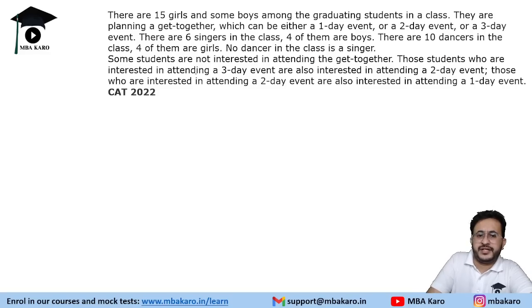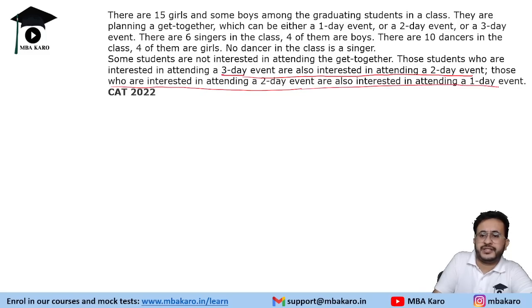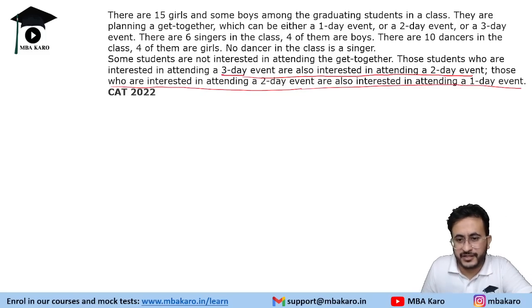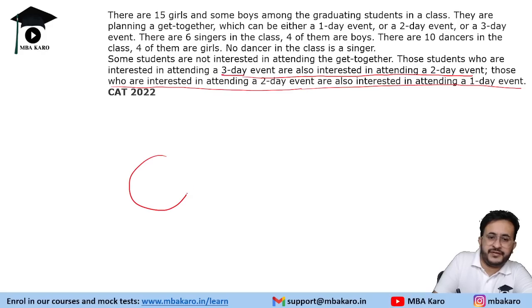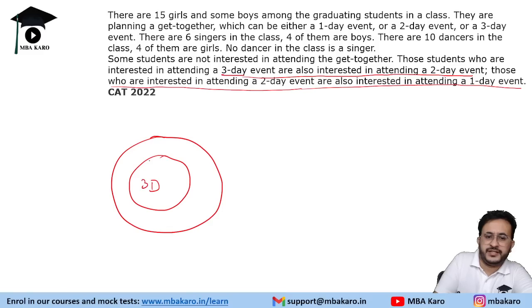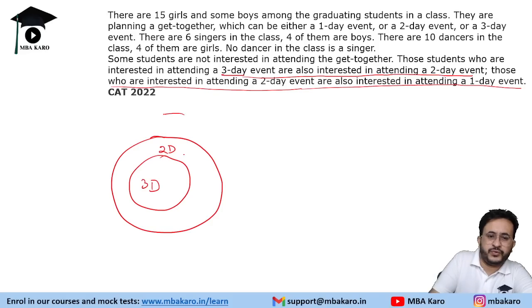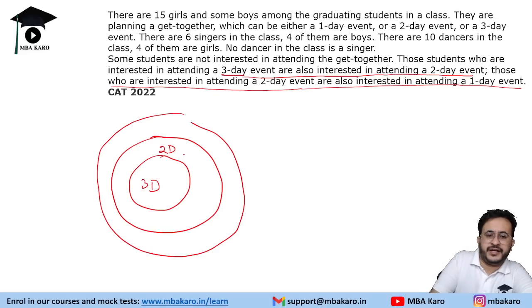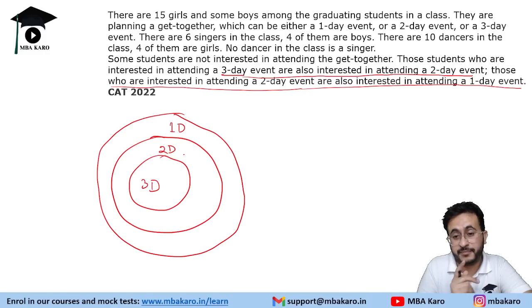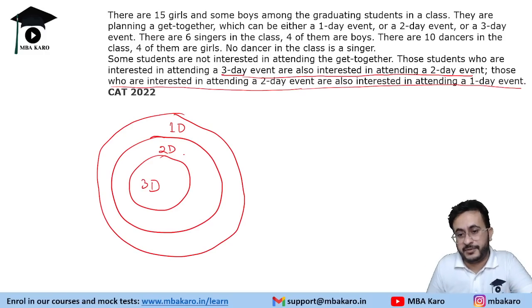Those who are interested in attending 3 day event are also interested in attending 2 day event. Those who are interested in attending 2 day event are also interested in attending 1 day event. So if it is 3 day event, the person is attending 2 day event also. And if a person is attending 2 day event, the person will attend a 1 day event also. Okay, so it was a Venn diagram based problem, not a table based problem.